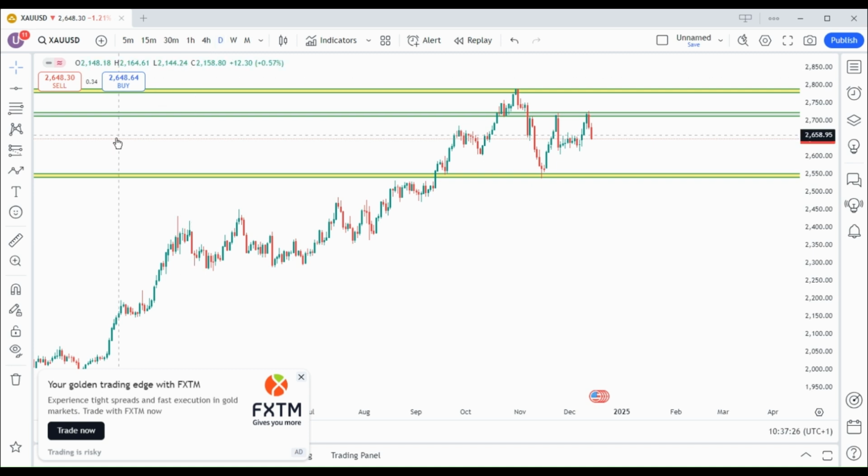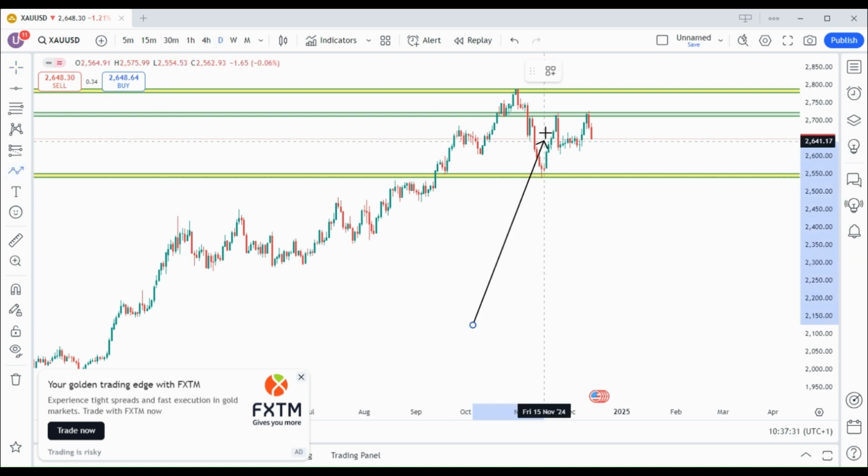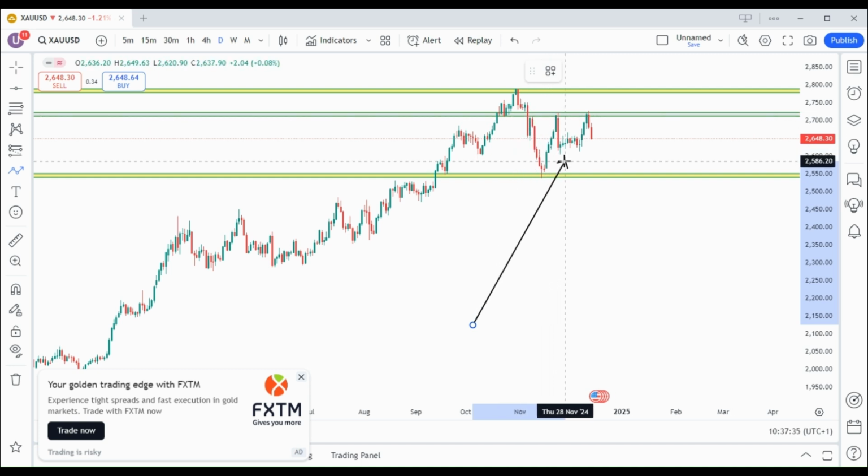This is gold. Now look at this place. When price came to this place initially, there was a fair value gap here. Price saw this fair value gap and collapsed. And on the second attempt again, you can see a bearish engulf candle.